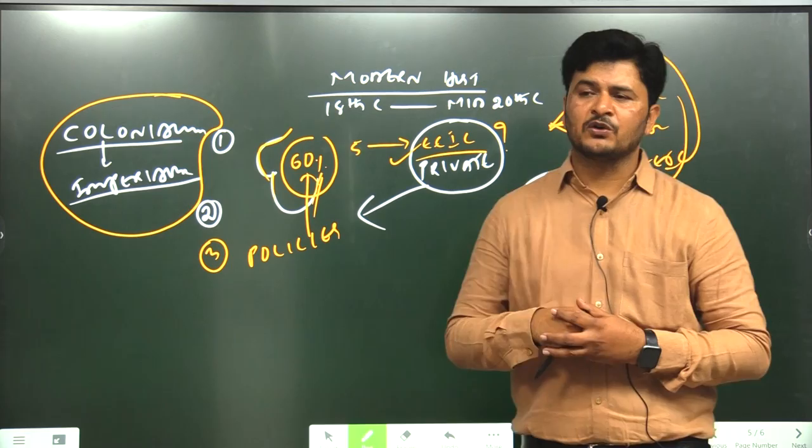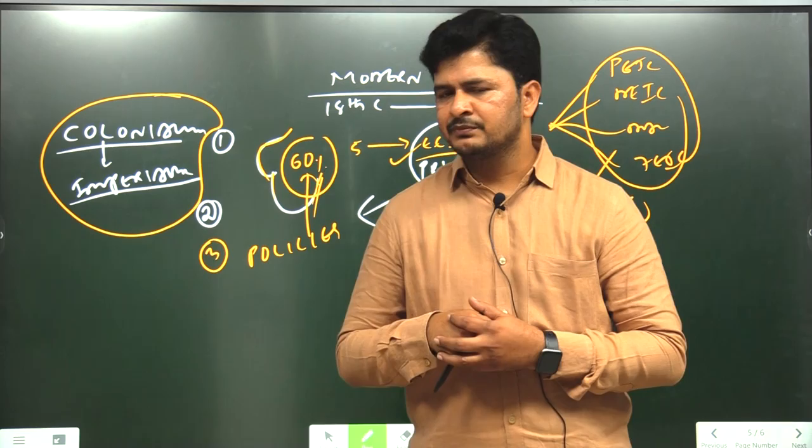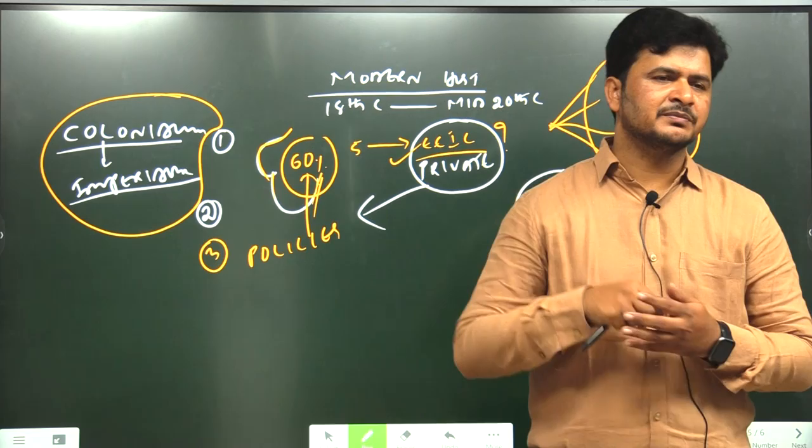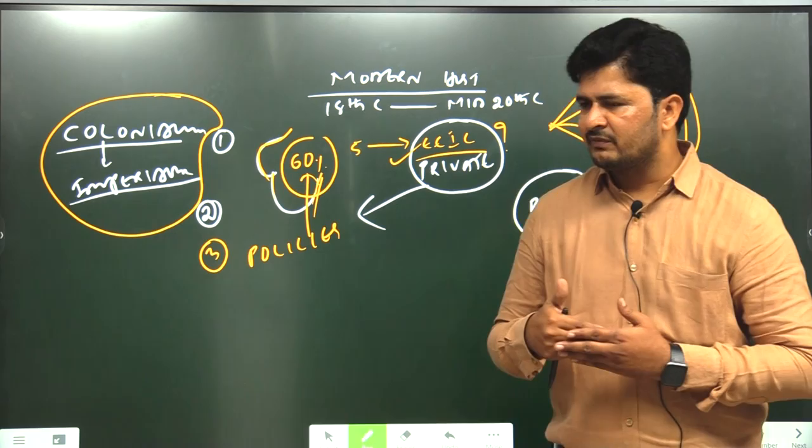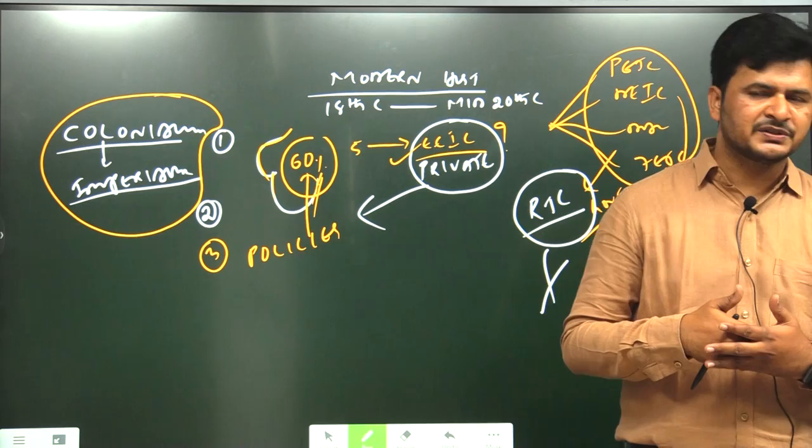followed by economic reforms. Land tenure systems we are going to discuss: Raitwari system, Zamindari system, Mahalwari system. What are the features of Raitwari system, Zamindari system, Mahalwari system? What were the advantages of Raitwari system? Obviously, the same strategies for Mahalwari and Zamindari. Followed by educational reforms or educational policies.